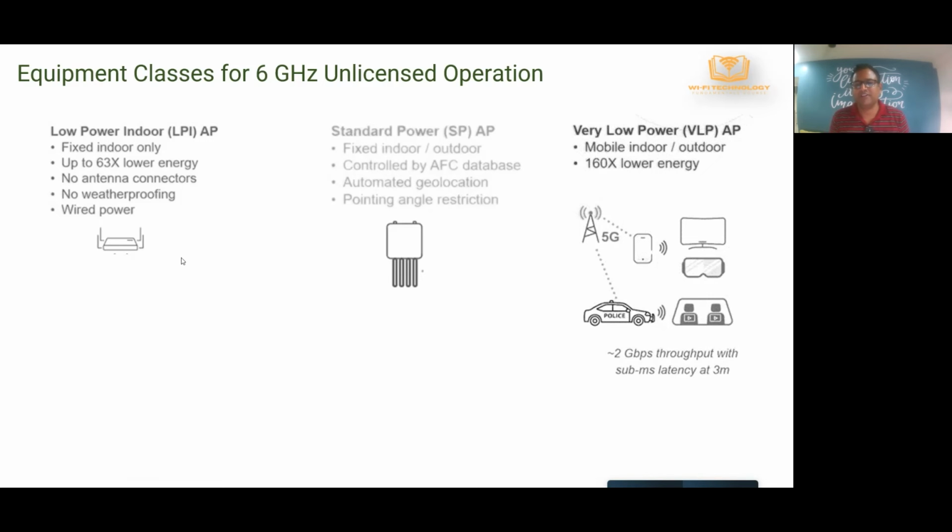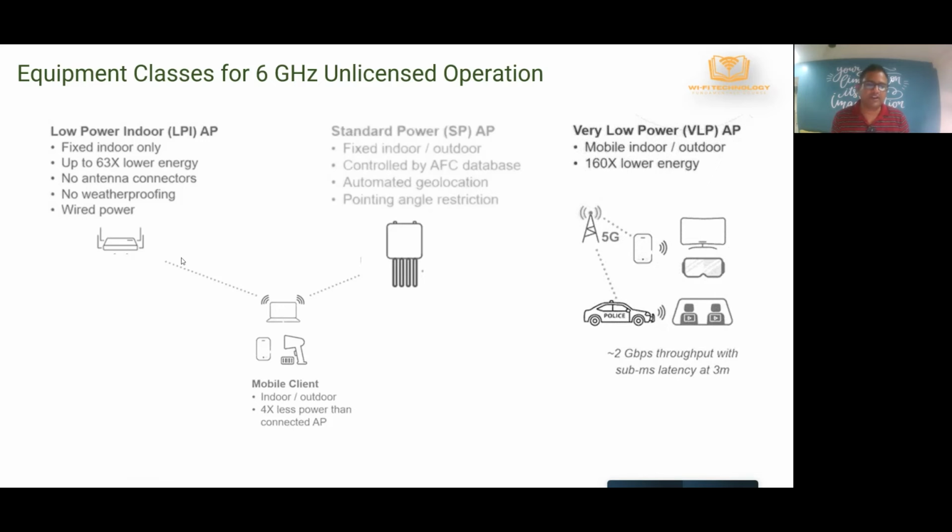Right? So in that case, you can operate in very low power mode, and that is the other operating class that you have for both indoor and outdoor use, where the range is very, very short, but you're acting as an access point. So that is another category for access points.